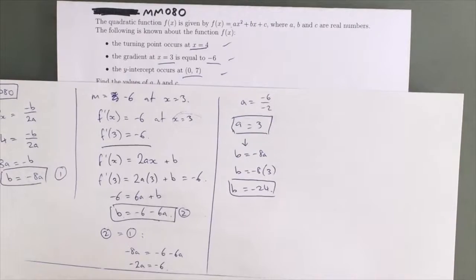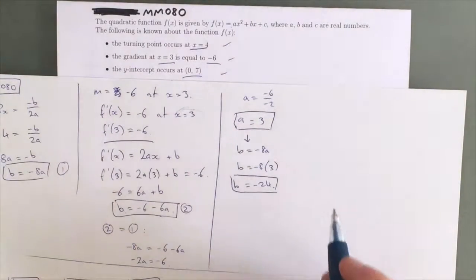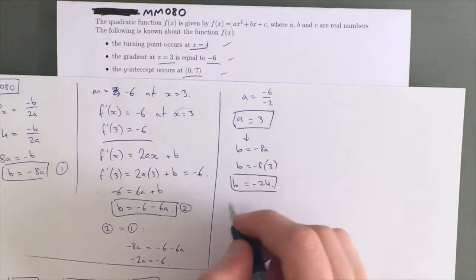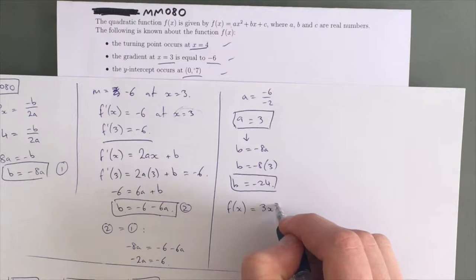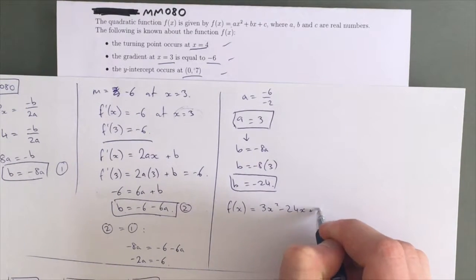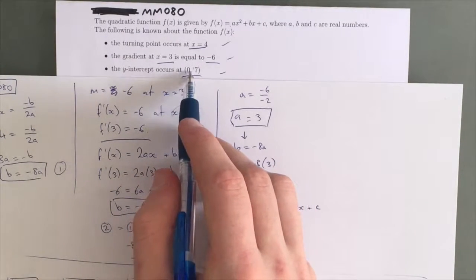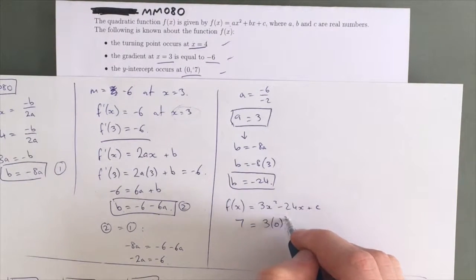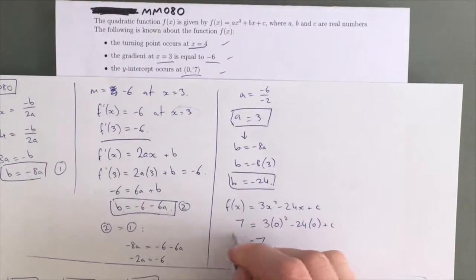And now we need to work out our c value. So we know that the y-intercept occurs at (0, 7), and the best bet is to just sub that coordinate into this equation. So we know that f of x is equal to 3x squared take 24x plus c, because these are our b and a values. And then we know that a point occurs at (0, 7). So 7 equals 3 times 0 squared, take 24 times 0 plus c, which means that c equals 7.